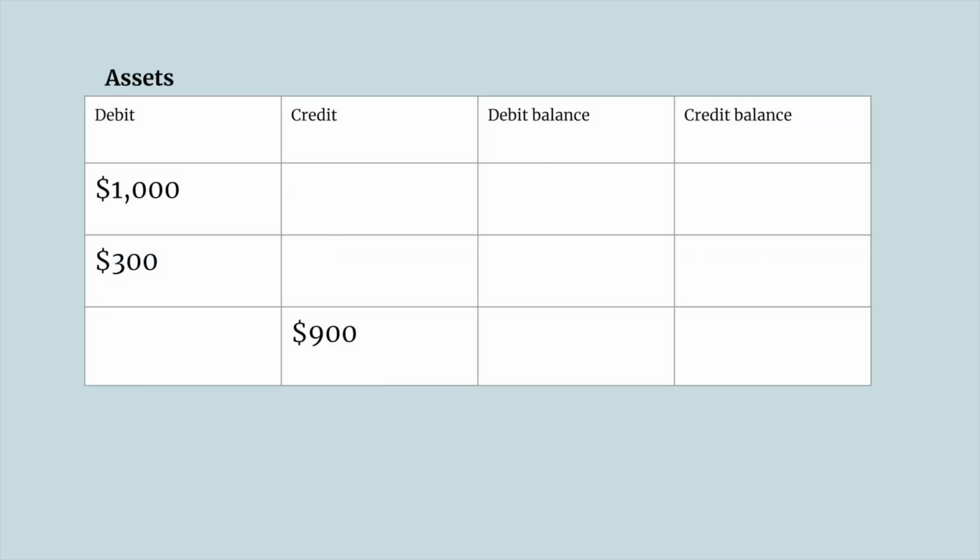Okay, so the hardest part of the GL is not actually posting the numbers, but rather getting the running balance. So the running balance is just simple addition and subtraction. You just need to know if you're supposed to be adding or subtracting. So for assets, if you recall, to increase them, you debit them, and to decrease them, you credit. So you can kind of think of these columns as an addition column in the debit and a subtraction column in the credit.